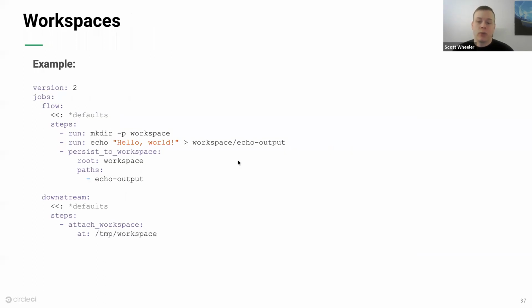Here's an example of Workspaces. We echo hello world to the workspace echo output file. Persist the data using persist to workspace. Here we provide the root directory as workspace, and the path is specific to the file we want to upload, in this case, echo output. In the downstream job, we attach workspaces at TMP workspace, and the data is available there.